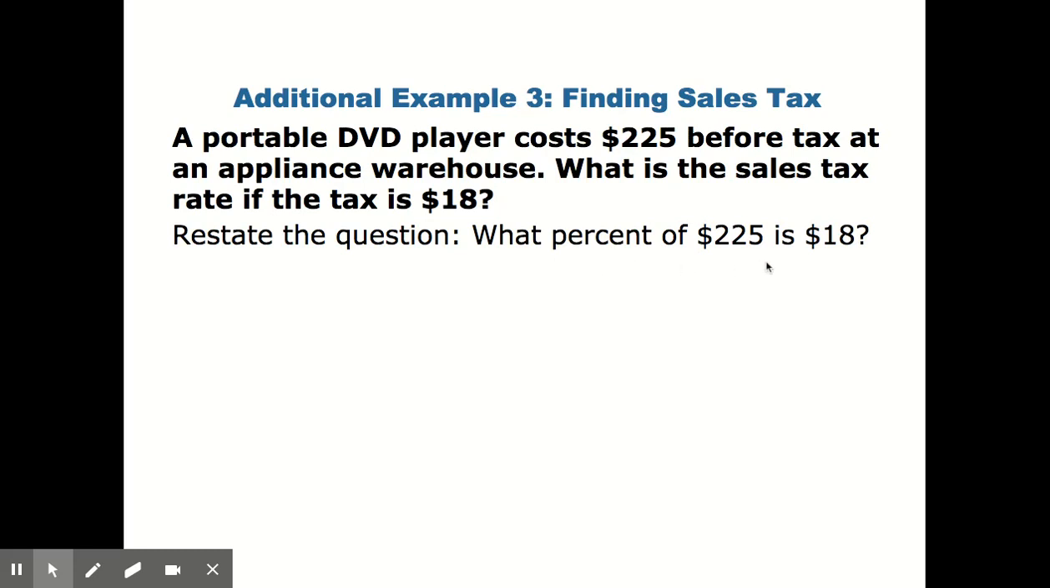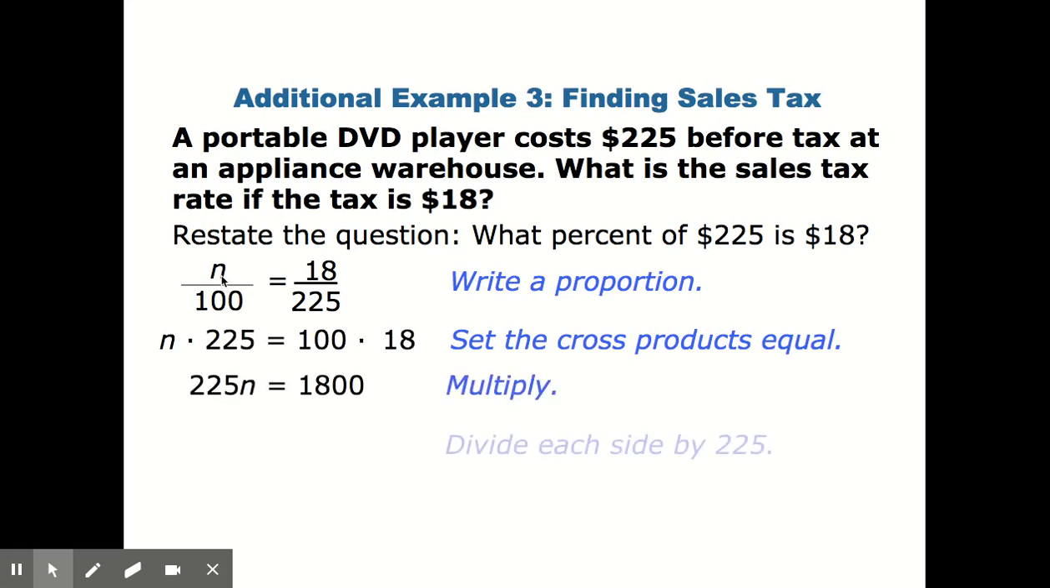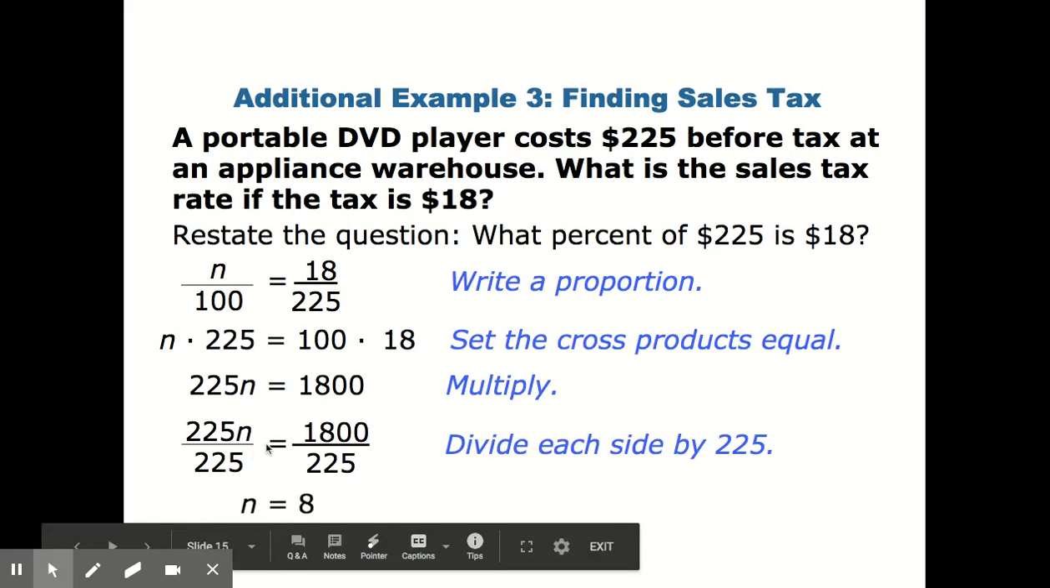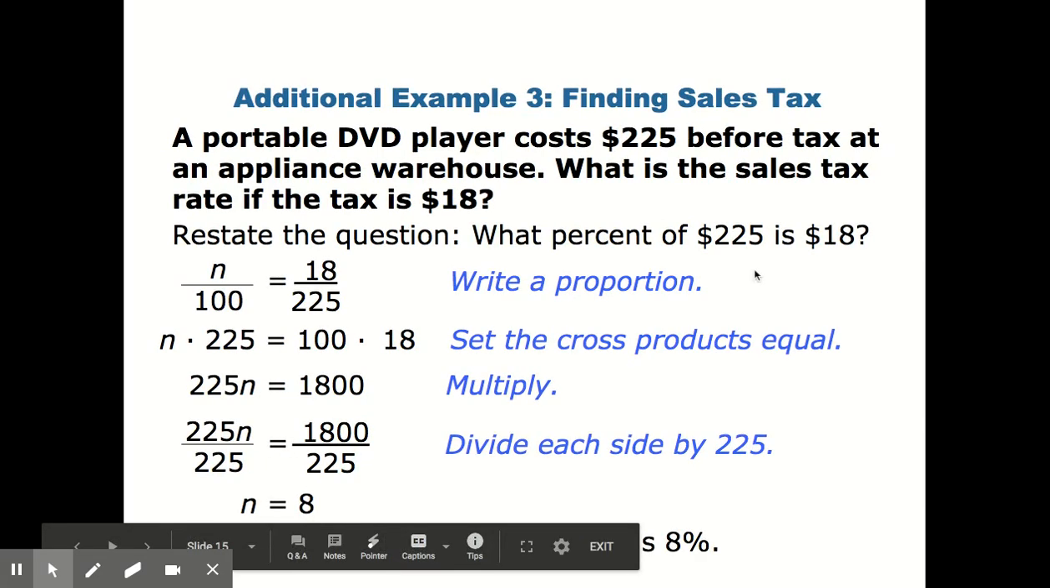Okay, we're looking for the percent. We have the 100%, or 225. We have the part. We write a proportion. N over 100 equals 18 over 225. We know the 225 is 100%. We're looking for what 18 is as a percent. Multiply. We get 225n equals 1800. Divide both sides by 225 because we want to get n by itself. And we end up with n equals 8. But remember, that is the percent, so therefore it is 8%. The sales tax is 8%.